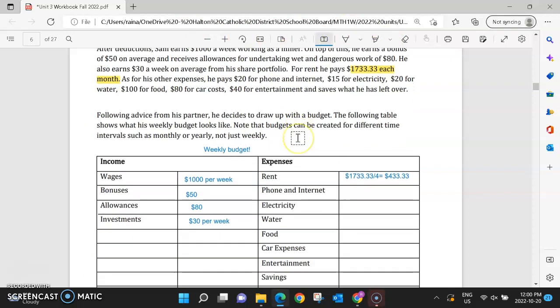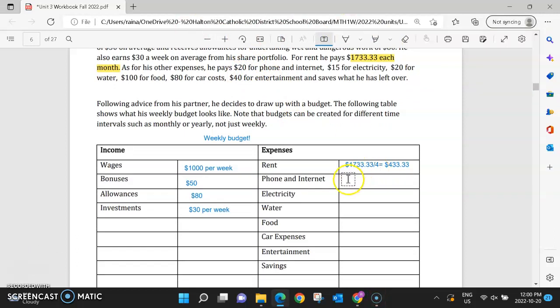So he pays $20 for his phone and internet bill. For electricity, he pays $15. For water, it's another $20. For food, he spends $100. Car expenses are $80. His entertainment is about $40.